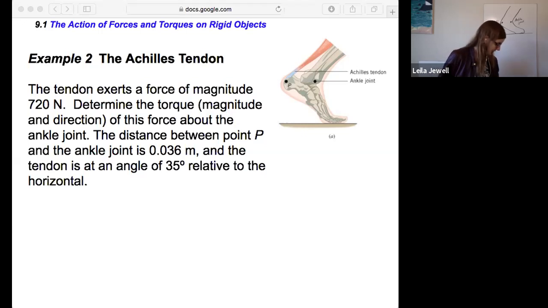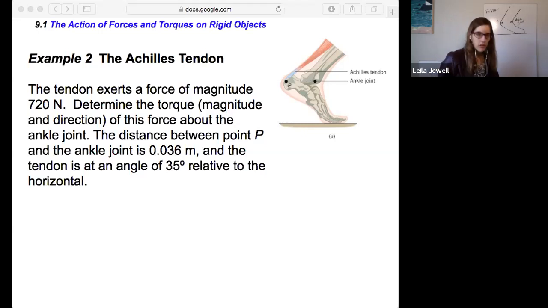So first, let's jot down a few things that we know that are given to us in the problem. And I made an image so that we can work with that picture because I think that will be helpful to us here. So first, it tells us the tendon exerts this force of magnitude 720 newtons. The other thing we want to think about with that force is we know it acts at point P, but what direction does it act?